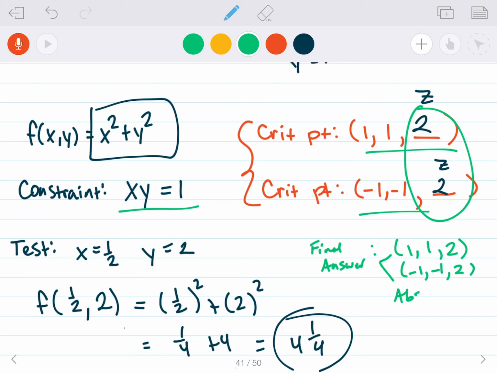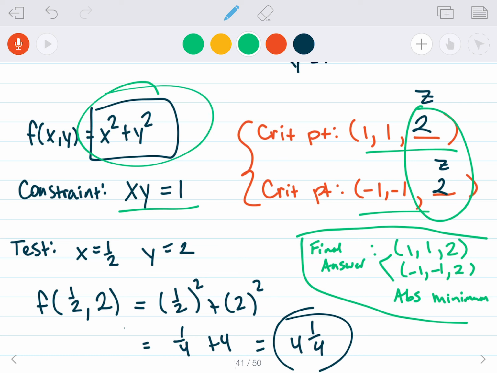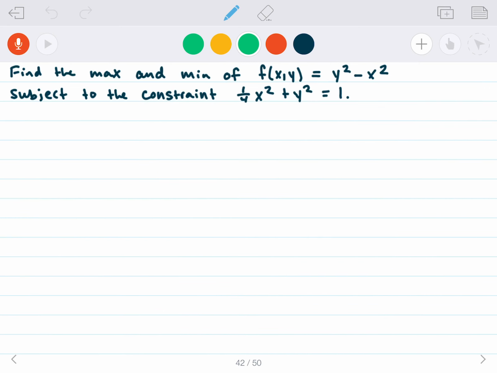These are the absolute minimum subject to our constraint xy equals 1. Now, it's not the absolute minimum for the whole function, right? Because we could see if we graph this thing, it would have a vertex at the origin. 0 would be the absolute minimum if we considered all xy values. But we are subject to a constraint here. So that is going to be our absolute minimum subject to the constraint. Both of those points will be. Okay. All right, so let's try another problem.